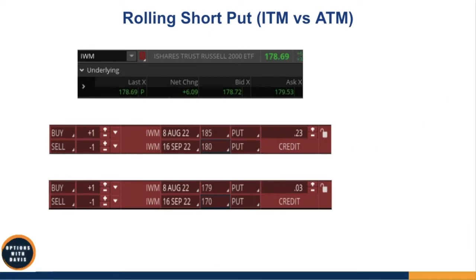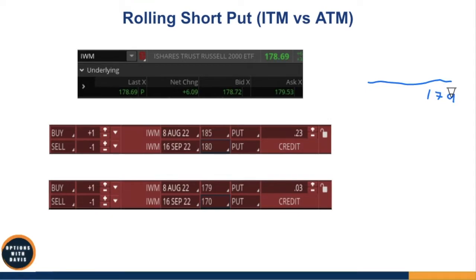All right, so I want to explain to you the difference between rolling a short put when it's in the money versus when it's at the money. And this is very important to understand, because it is about understanding how you transfer extrinsic value. So for this, just take a look at this example. This is IWM. Right now the price is 178.69. So let's just round it up to 179 and imagine that the price is at 179.